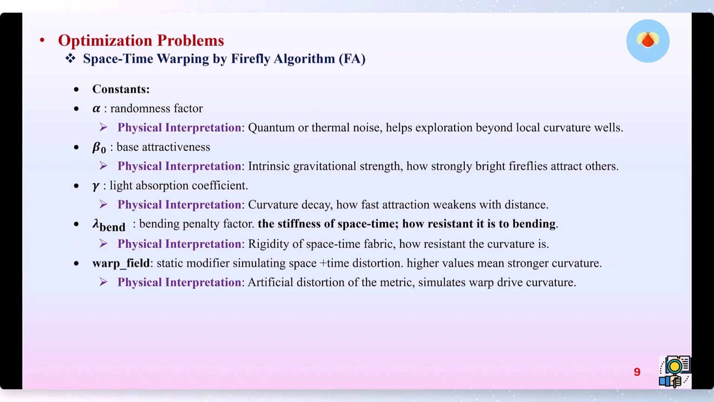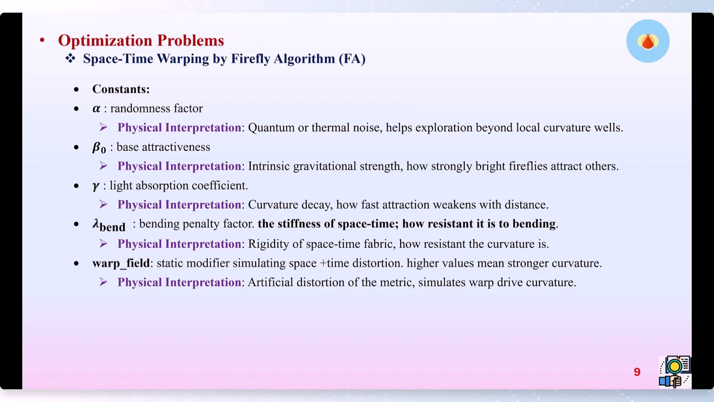Also, we have some constants, which include alpha, the randomness factor. Alpha is quantum or thermal noise, helping exploration beyond local curvature wells. Beta is base attractiveness, whose physical interpretation is intrinsic gravitational strength, which shows how strongly bright fireflies attract others. Then we have the light absorption coefficient, as I mentioned before, which is the curvature decay, how fast attraction weakens with distance. Then we have the bending penalty factor, the stiffness of spacetime, how resistant it is to bending, which is the rigidity of the spacetime fabric.